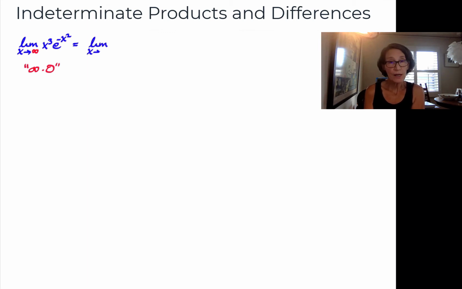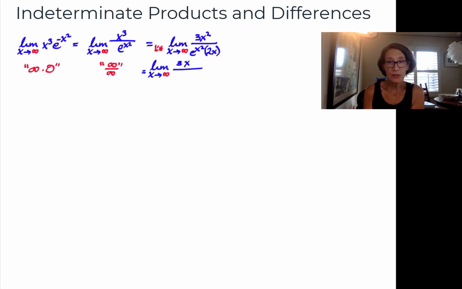So we rewrite the product as just x to the third over e to the x squared. And now we can see that we have an infinity over infinity indeterminate form. So we can apply L'Hopital's rule. L'Hopital's rule says that this is going to be the limit as x approaches infinity of the derivative of x to the third over the derivative of e to the x squared, which is e to the x squared times 2x. Remember, that's the chain rule in the denominator. All right, so now this can be simplified a little bit. It's the limit as x approaches infinity of 3x over 2e to the x squared.